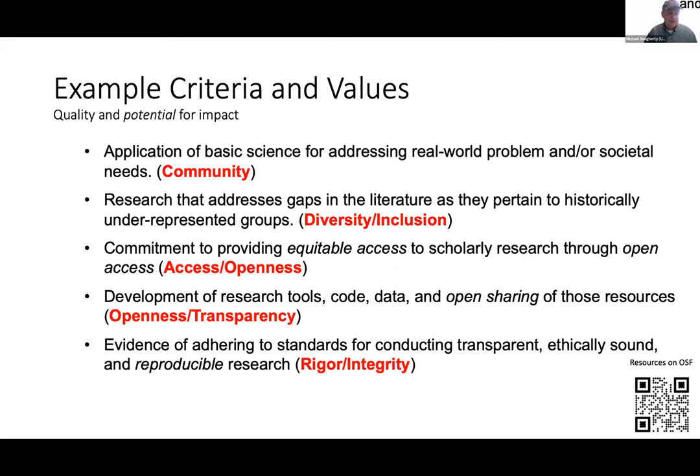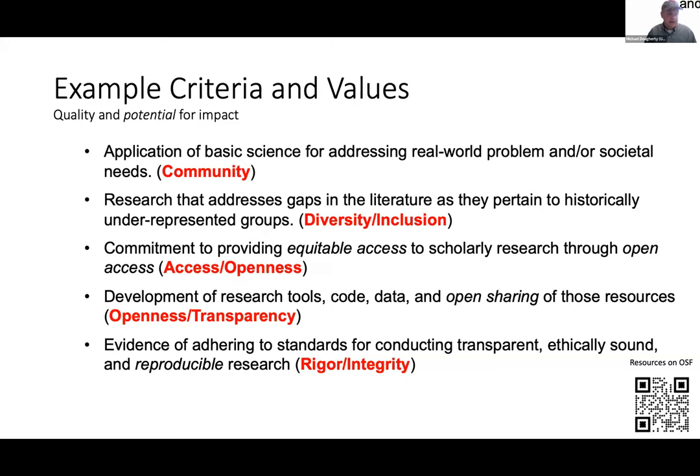Here's a few examples of some of our criteria. If you take a look at our full document, you'll get the full picture. I'm just pulling these from one small section of our overarching criteria. This is under the category of quality and potential for impact. The first line up here really talks about community application of basic science for addressing real world problems or societal needs.